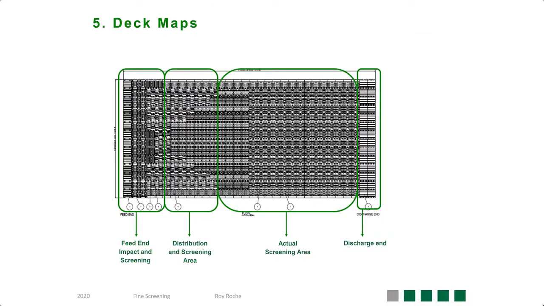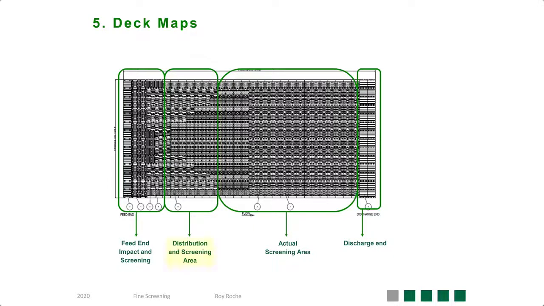The importance of deck maps. There are three main areas in screening. Obviously it's your impact area, where the screening takes place, but you've got to cater for that impact. There's a distribution and screening area that follows, and then the actual main screening surface where full-on screening is done. And then of course there's the discharge area. These areas all need different designs, and it's crucial to understand that when you optimize and maximize the efficiency of the screening right across the full deck.